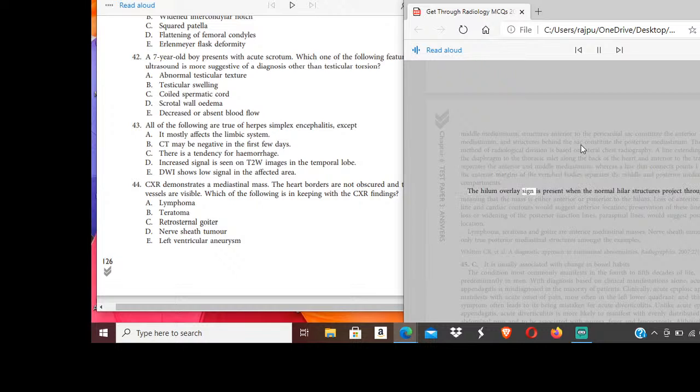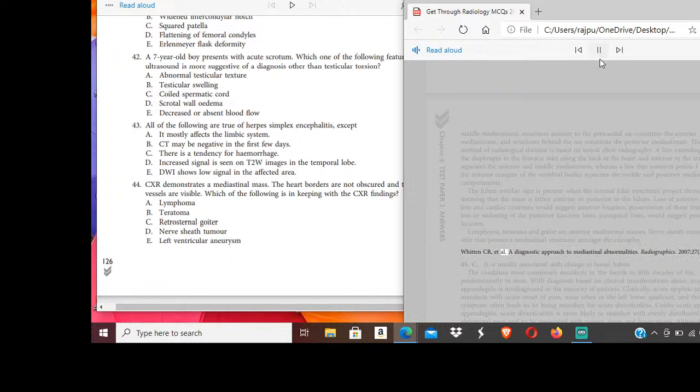The hilum overlay sign is present when the normal hilar structures project through a mass, meaning that the mass is either anterior or posterior to the hilum. Loss of anterior junction line and cardiac contours would suggest anterior location. Preservation of these lines and the loss or widening of the posterior junction lines, paraspinal lines, would suggest posterior location. Lymphoma, teratoma, and goiter are anterior mediastinal masses. Nerve sheath tumors are the only true posterior mediastinal structures amongst the examples.